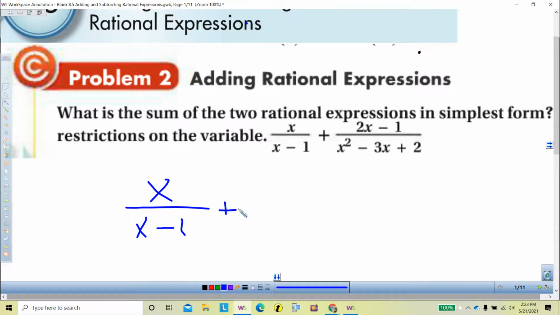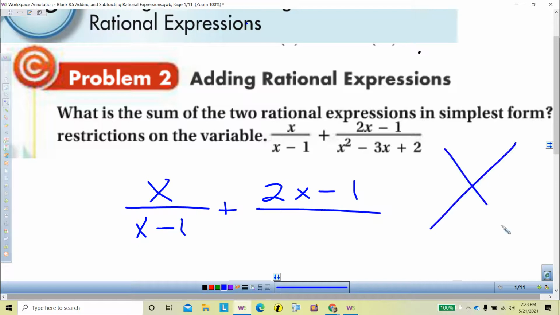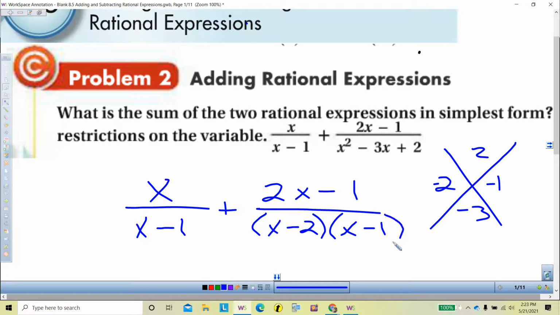So x minus 1 plus 2x minus 1 over this factors, right? So you can always do the cross to factor. So what multiplies to negative 2 and adds to negative 3? Negative 2 and 1. Right, so we get x minus 2 and x minus 1. So now we need to add these things.